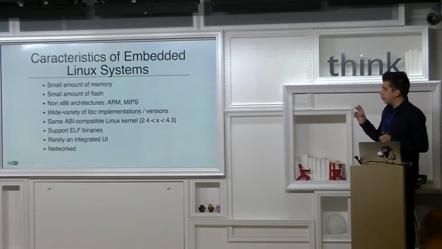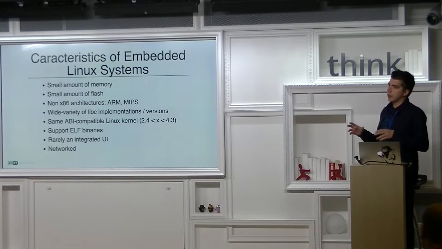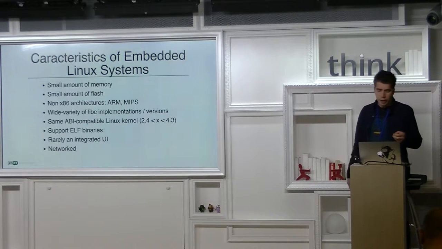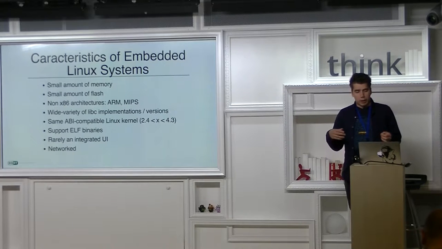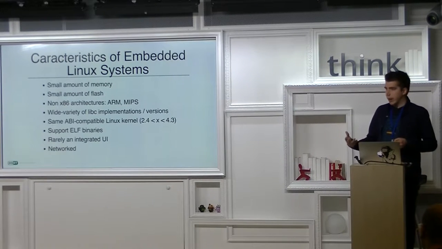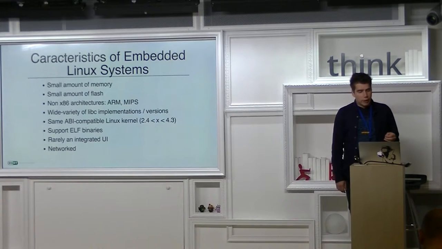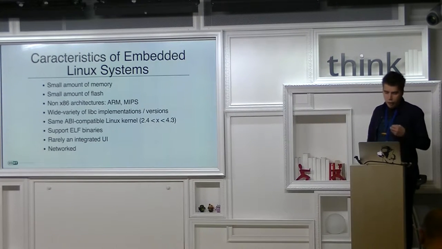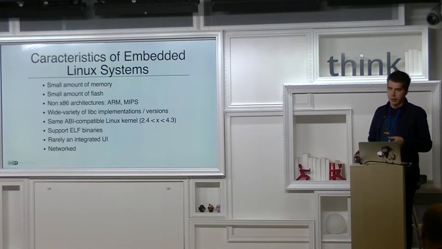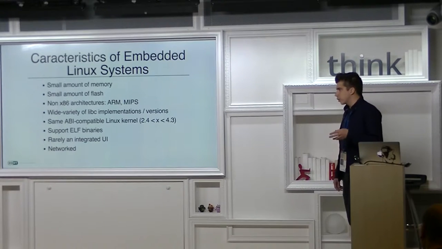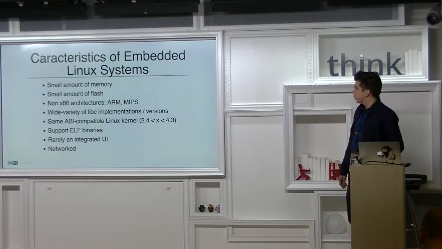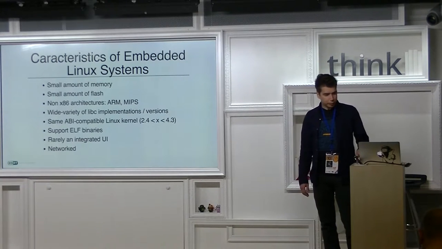Which is very important is that the ABI is compatible. So syscalls are always compatible, which means that, as we'll see later, we rely on this to do statically linked binaries, which make reverse engineering a bit more complex because there is a lot of code to look at. It supports ELF binaries. There's rarely a UI, and it's networked. So attractive because there would be a lot of potential victims. Also, maybe what I should have added here is that security usually is an afterthought in these systems. It's not really designed with security in mind.